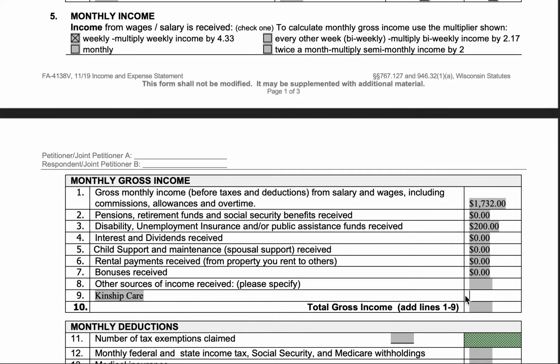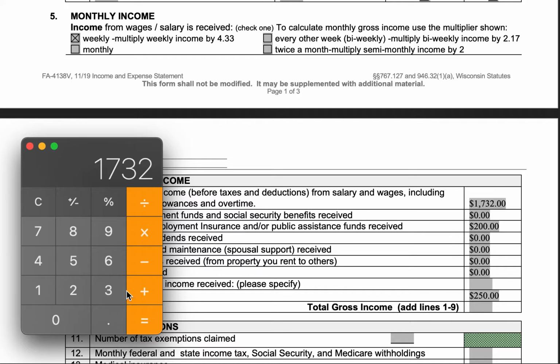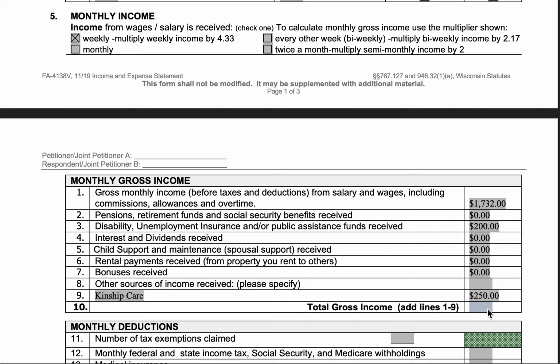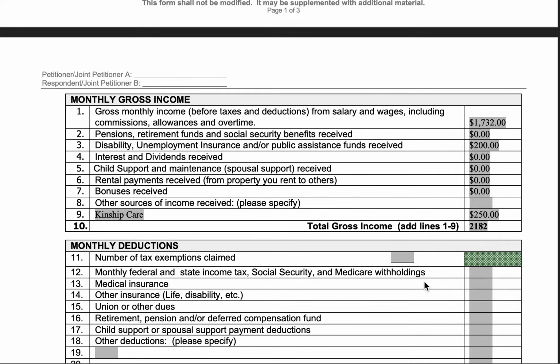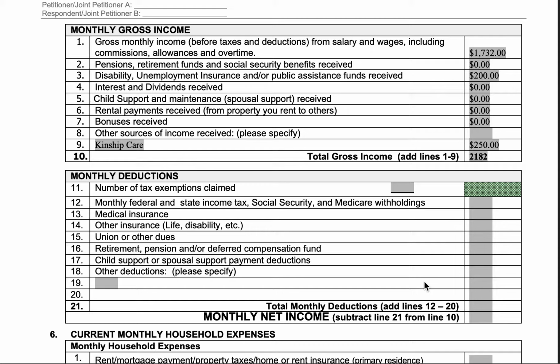So, again, I'll put that in so we have it. And then you're going to tally all of this stuff up. So you're going to go back to your calculator, and you're just going to add all of these categories together. And there we end up with 2182. All right, so that is the gross income, and as we said, it doesn't include any deductions yet, so it often will seem high to folks.